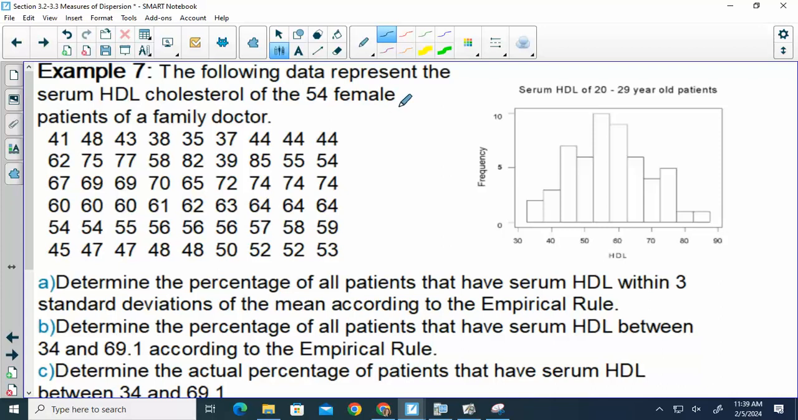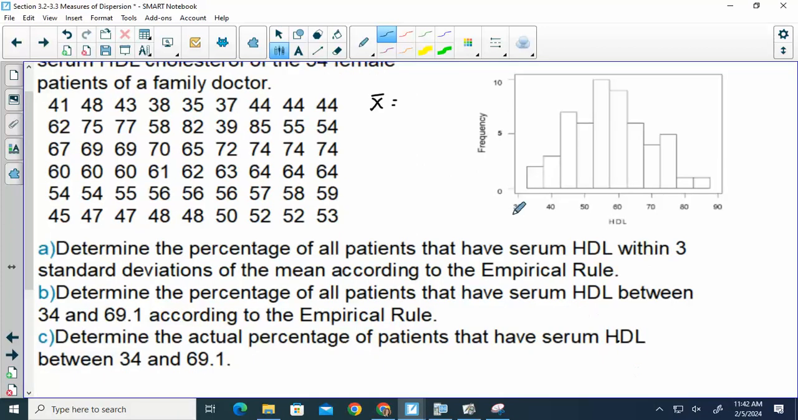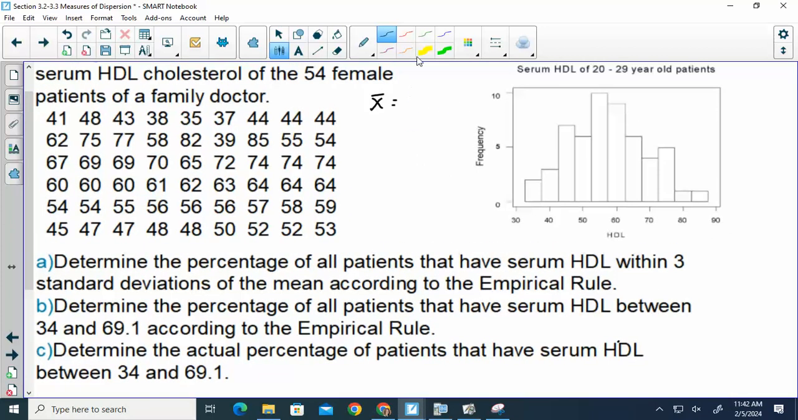standard deviation, don't we? So go to your calculator, enter all of your data. The mean is 57.407. So let's just say, let's go ahead. Normally I would say more than one decimal place, but let's just keep it at 57.4. Just kind of help with our calculation a bit.